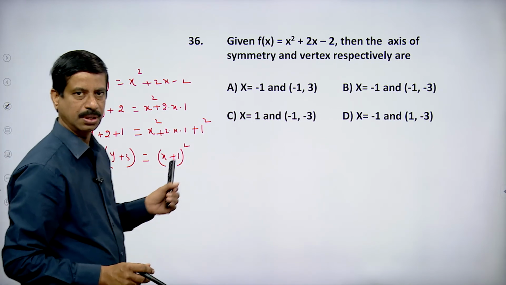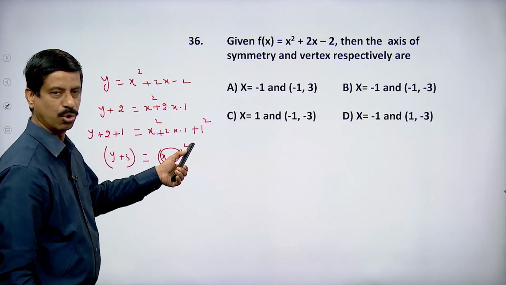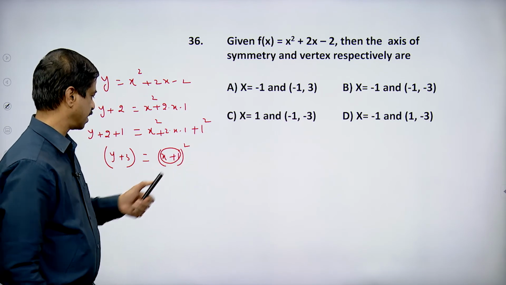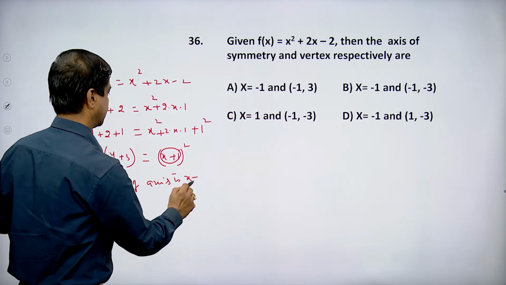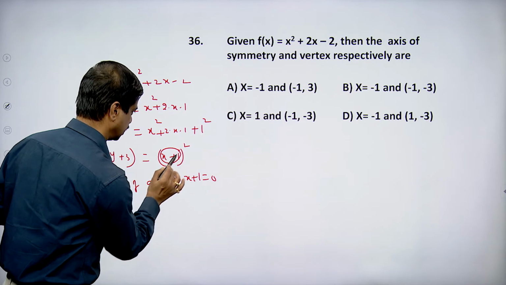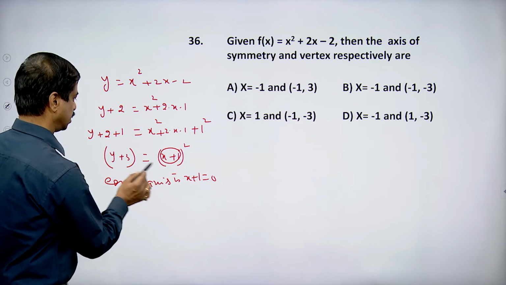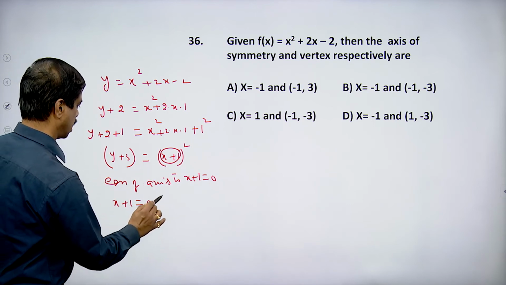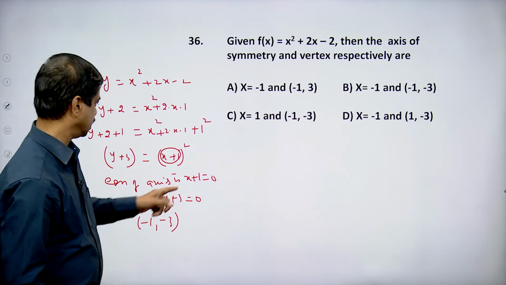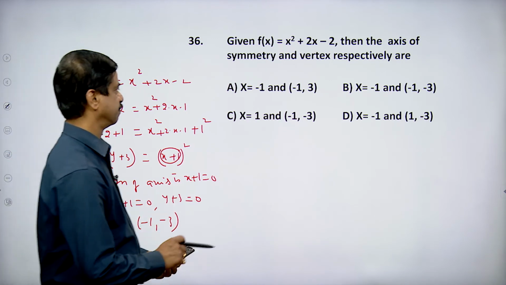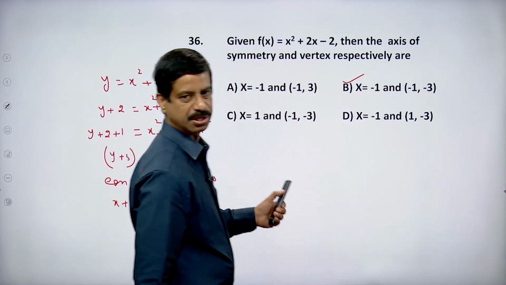So, this becomes the axis. Wherever you have the whole square form, this part becomes the axis. So, the equation of axis is x plus 1 equals 0. Wherever square is there, underneath that, what is there, that is the axis equation. Okay. So, vertex is what? X plus 1 equal to 0 and y plus 3 equal to 0. So, you will get it as minus 1 comma minus 3. This is the equation of axis and this is the vertex. So, x equal to minus 1 and minus 1 comma minus 3. So, option B. Right children, please note it fast, quick.